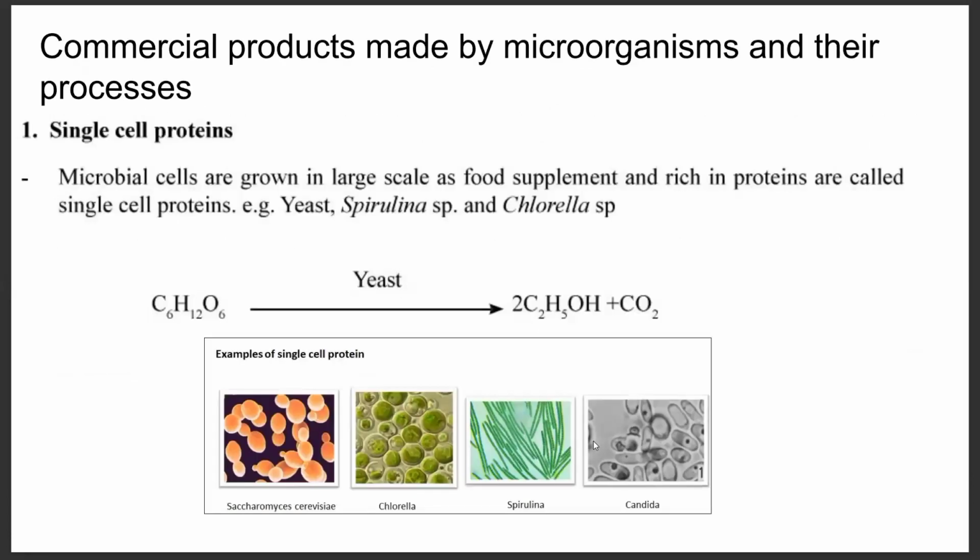Commercial products made by microorganisms and their processes. First one, single cell protein. Single cell proteins are grown on a large scale as a food supplement. The human population is increasing, and we cannot feed everyone in the world. The remedy for that is this. Microorganisms can be used as a food supplement, rich in proteins: yeast, Spirulina species, Chlorella species.